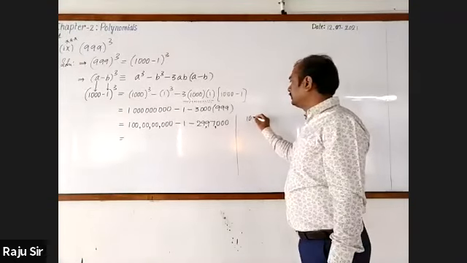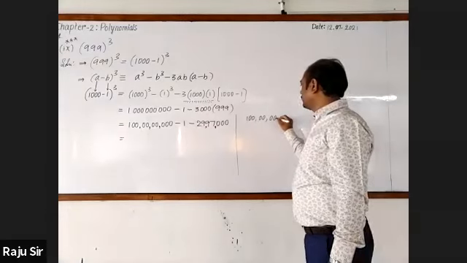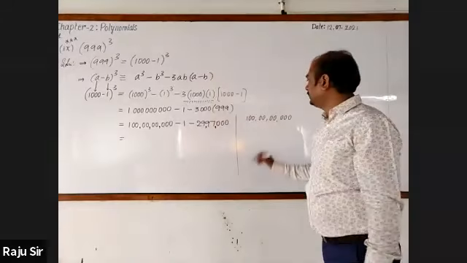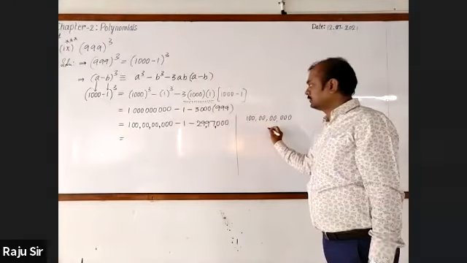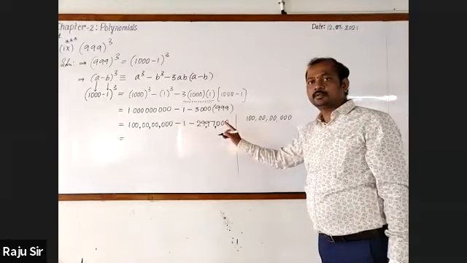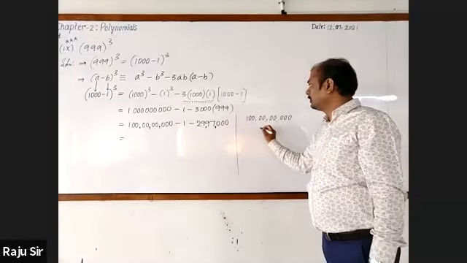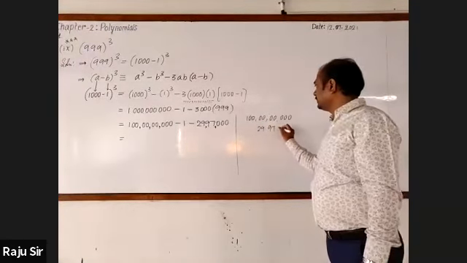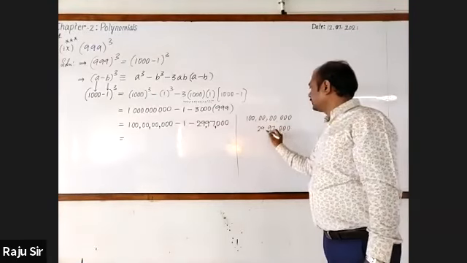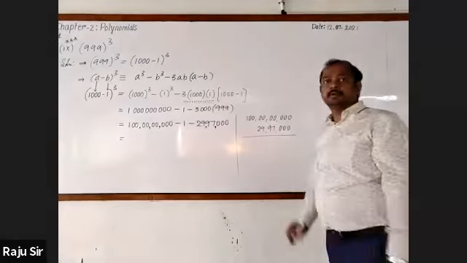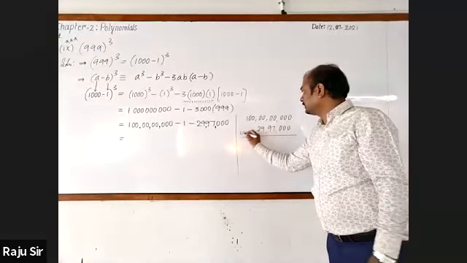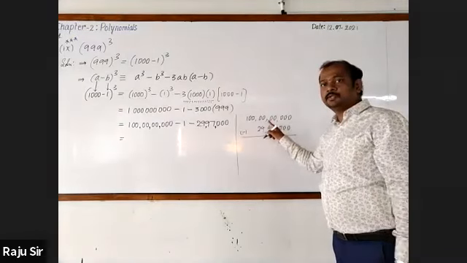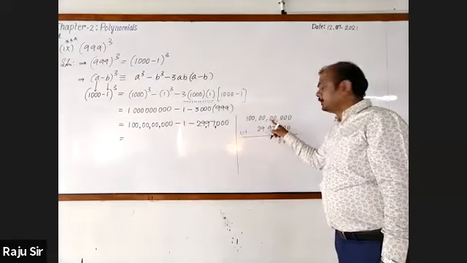Yes, here anyhow, I'll write that here. 100 crore. Then this is 29 lakh 97,000. For your reference, I am just putting the comma here. Subtract. 99 crore, 70 lakh 3,000.